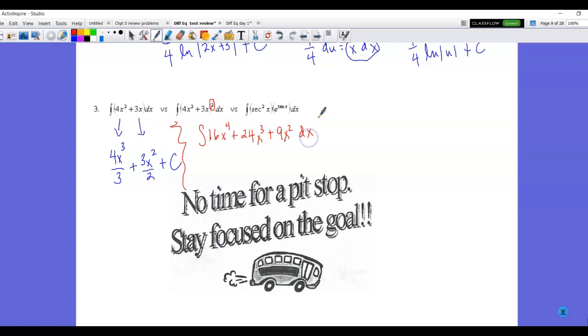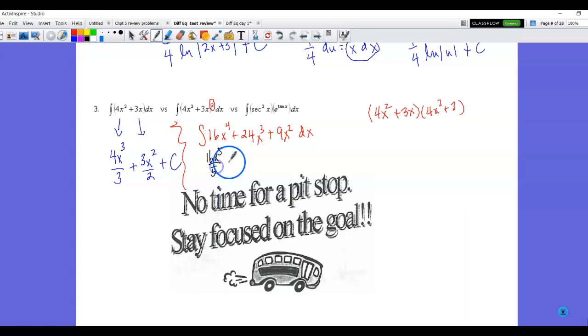Now, a note. If you can't square that binomial by looking at it and doing what I just did, write the binomial twice. There is no shame. It just takes a little bit longer. There is no shame in writing the binomial twice and showing your FOIL and taking your time to do that squaring. So, when I find the antiderivative here, I get 16x to the fifth over 5.